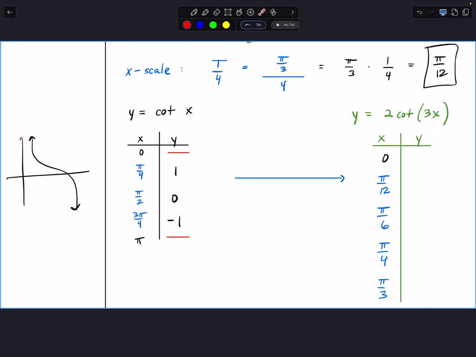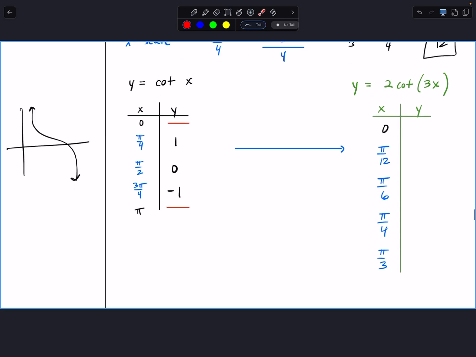Okay? So if I'm following my pattern, if I did this correctly, that means that this point and this point should also have asymptotes. According to my equation, do I need to multiply my y's by anything? Yes. What? 2. So if I multiply all my y's by 2, I'm going to get 2, 0, -2.